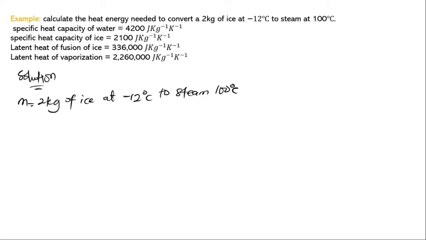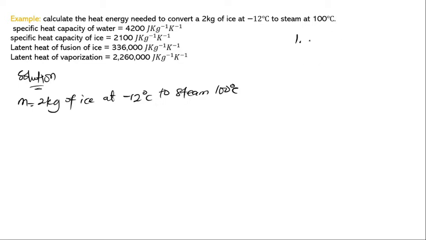So there are 3 transformations occurring here, and we need to look at that. I said 3, there are 4 transformations. The first one that we need to take note of is that we need to change the temperature of the ice from negative 12 degrees Celsius to 0 degrees Celsius.